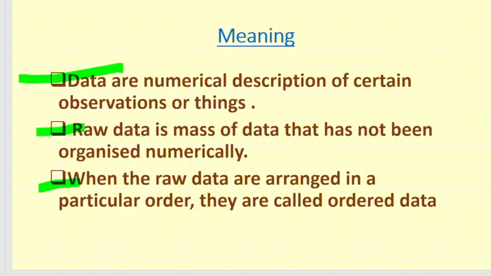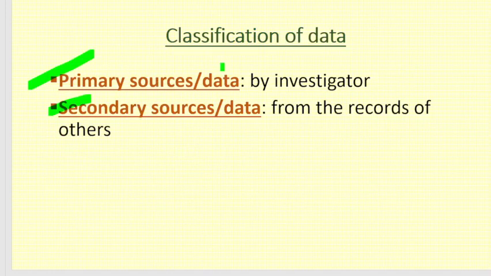Now the types of data, if we talk about the classification, we basically have two types of classification: primary source and secondary source. Through the primary source, who collects the data? The investigator. And in the secondary source, from where are the data found? You can find it from the records of others. That means the materials and figures are already published on some websites or magazines or in records which are available in the market. That is the secondary data.